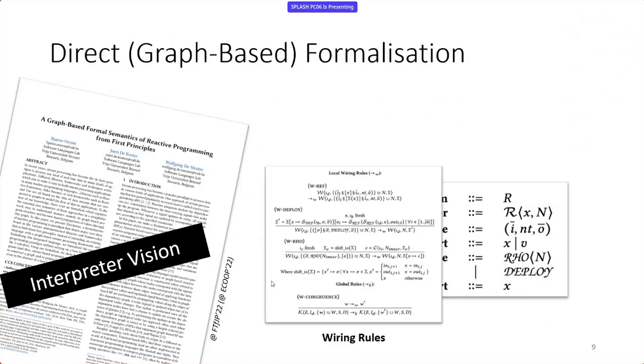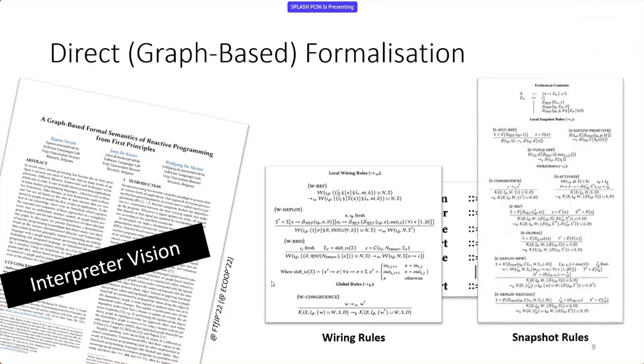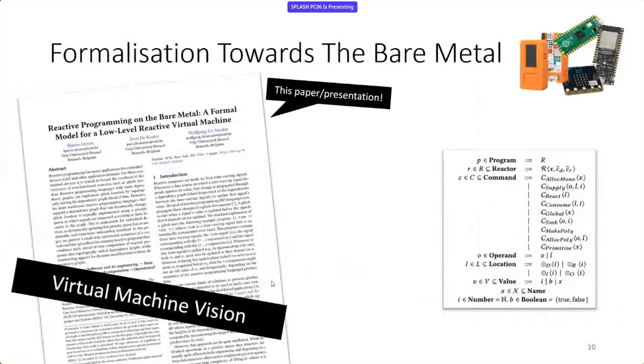And what I then did is that I defined the operational semantics of graph-based reactive programming languages. And if you're interested in that, it's that paper. But today I'm going to talk about the other paper, because I made a second formalization. And the name of that formalization is REMUS.